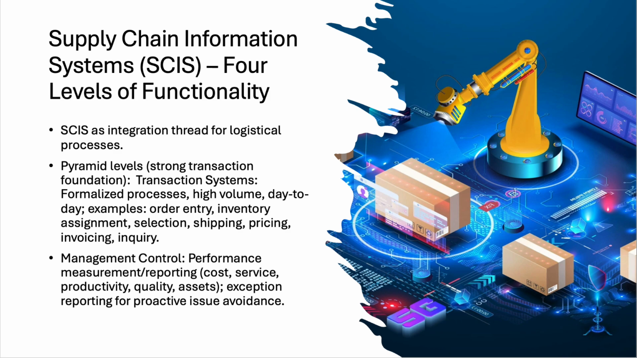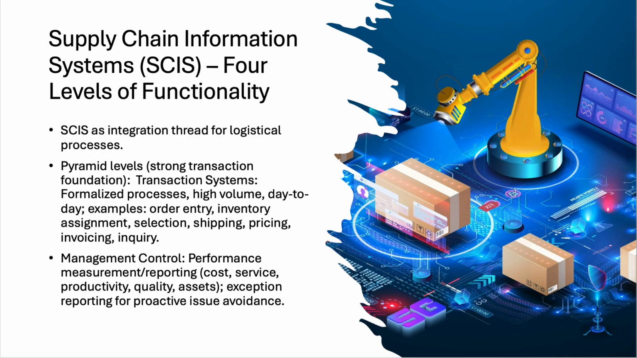The foundation is transaction systems. Transaction systems support formalized, high-volume, day-to-day activities. Examples include order entry, inventory assignment, order selection, shipping, pricing, invoicing, and order inquiry. These activities may seem routine, but they are essential. If transaction data are inaccurate, then higher-level decisions will also be flawed. For example, if inventory records are wrong, planning systems will recommend the wrong replenishment quantities.